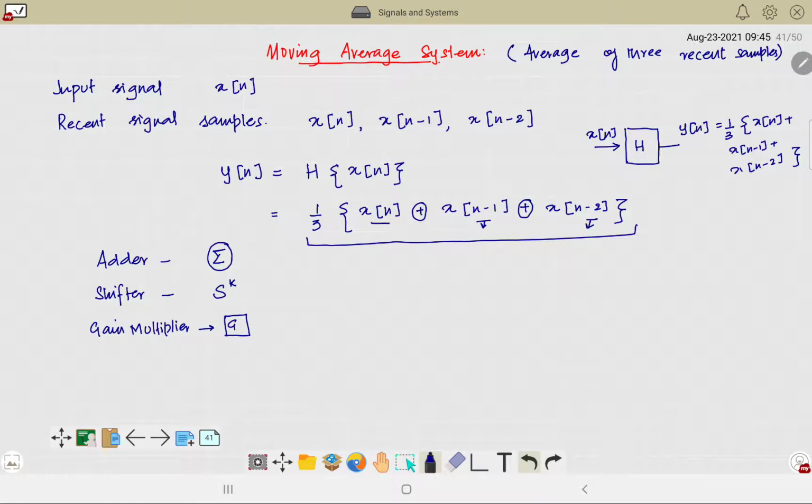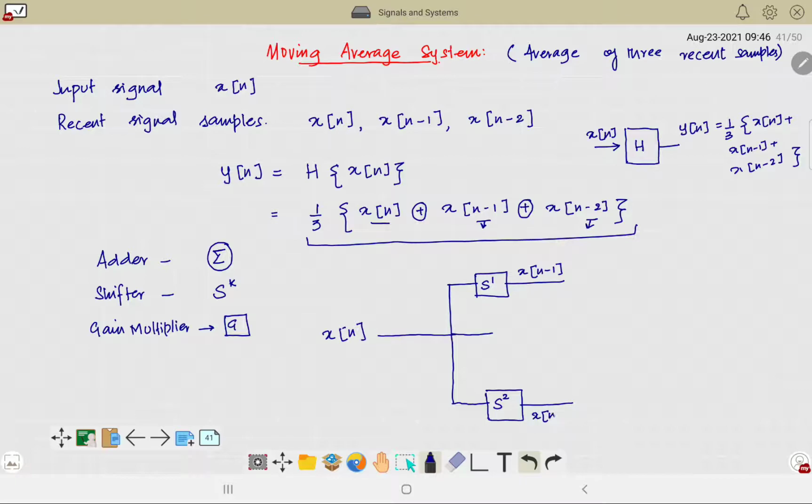Something like this with the gain value in between. Right. So what will happen, I have an input, I always start with the input x of n. From this input I need two more values, x of n minus 1 and x of n minus 2. So I will use a shifter s raised power 1. This will give me x of n minus 1. Then I will use another shifter s superscript 2, shifting by 2 units. It will give me x of n minus 2.